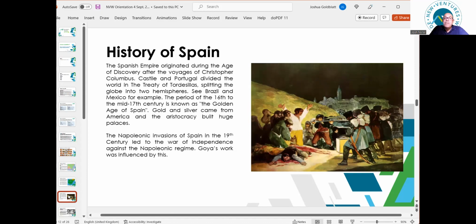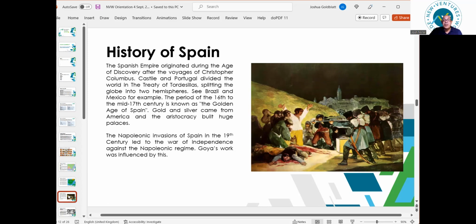And that's why the Portuguese obtained Brazil, which was a Portuguese colony, but the Spanish obtained Mexico. So everything to the west was Spanish, and everything to the east of a particular point was Portuguese. That's why Brazil is the largest country in South America. And again, they found a lot of gold and a lot of silver.